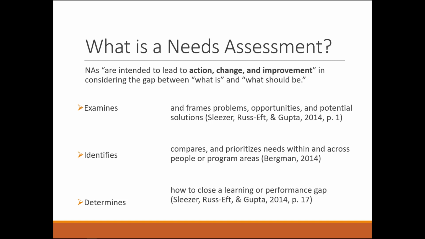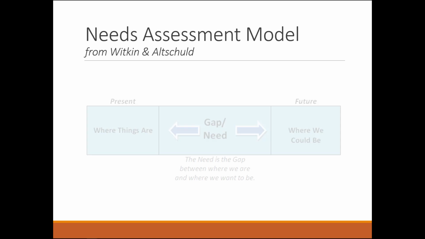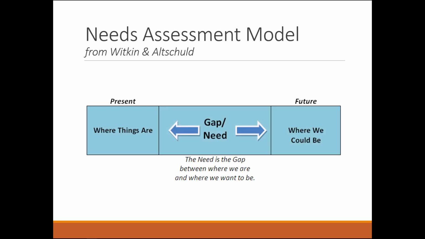So, as far as a model, this is extracted from another book that we don't have, and that's why I wanted to share it with you. It's more of a graphical model. So, the present, or what it is, or as I told you, point A, where things are. What are we doing today? What is productivity looking like? What are people doing? What are their skills? What is the company's direction right now?